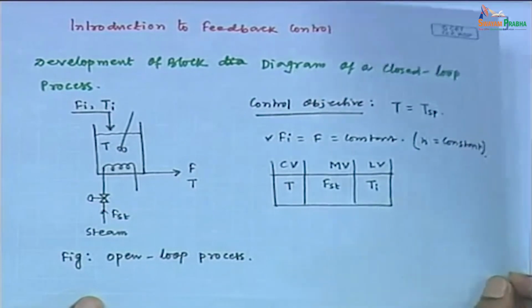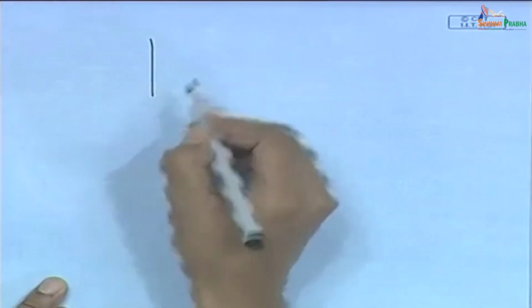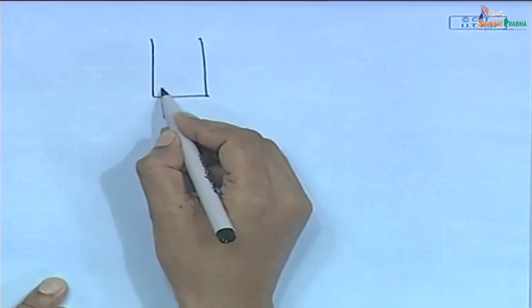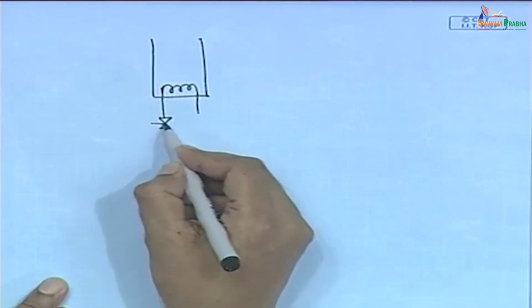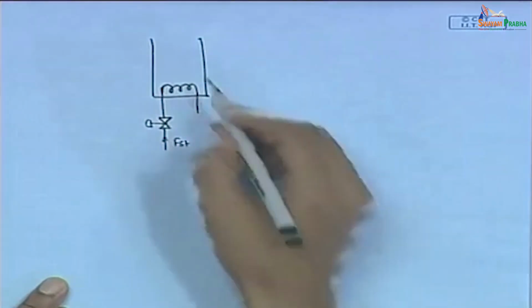Fine. Now, we will configure the controller around this process. We have already detected the control variable, manipulated variable and load variable. Now, we will configure the feedback control scheme for maintaining the liquid temperature. So, this is the heating tank system we considered as an example.